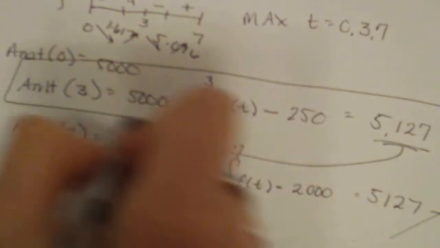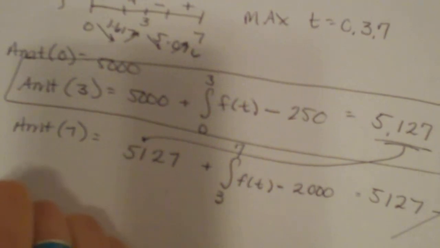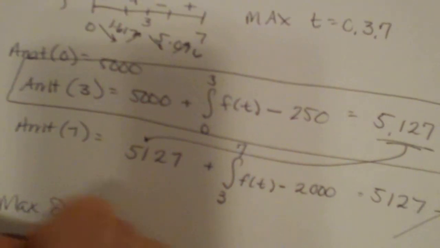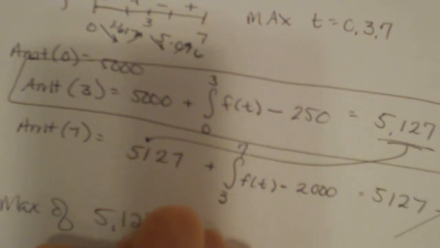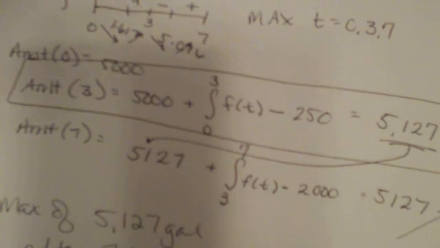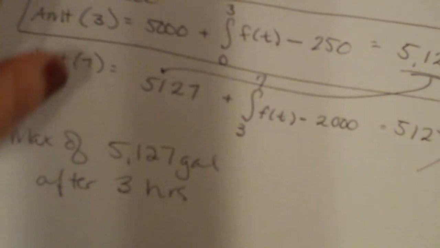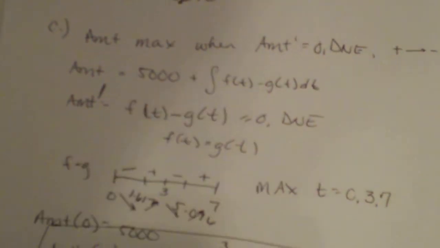Therefore, this is what's giving me my final information. I have a max of 5,127 gallons after 3 hours. And that's your final answer to the question. My max amount, and that's my time frame. My justification was way up at the beginning when I wrote out my basic justification for a max. There you go.